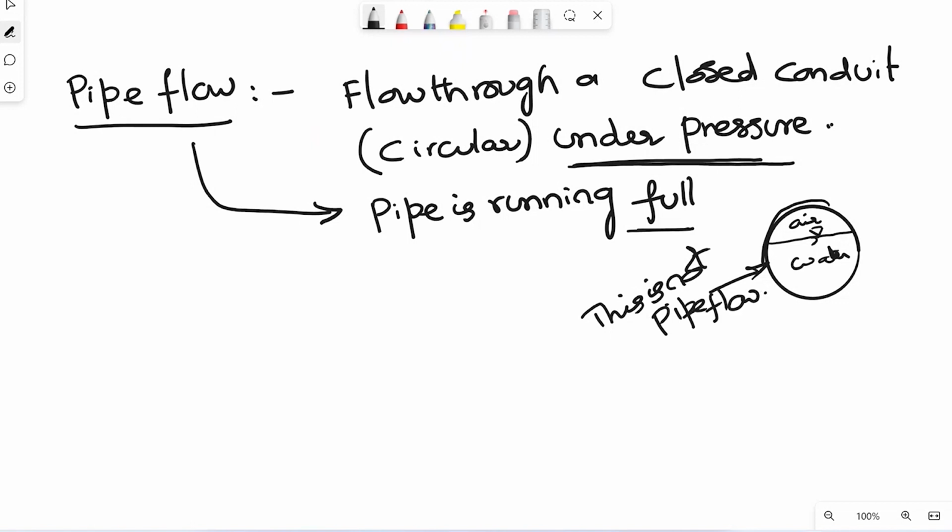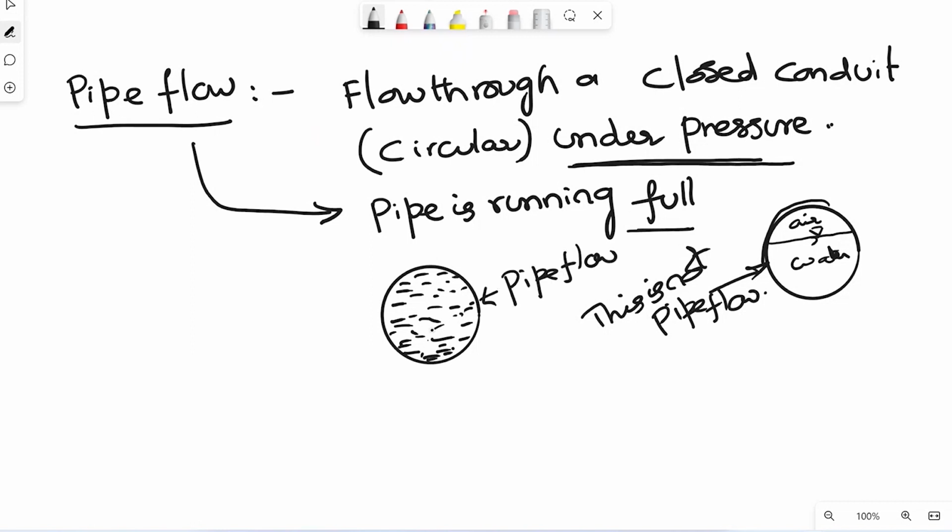Kindly remember, pipe flow means the pipe is completely full of fluid, full of water. The pipe is completely running full. This is called pipe flow. The water or any liquid flowing through this is under pressure, whereas in the other case it is not under pressure because atmospheric pressure is there. So when it is under pressure, then only we call it pipe flow.